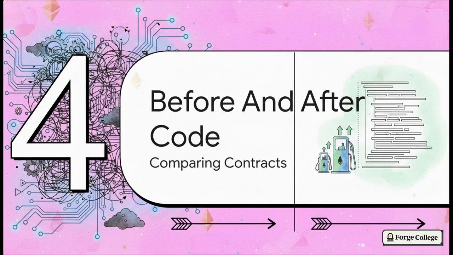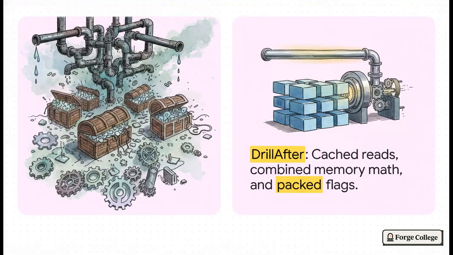Section 4, before and after code. It is time to put our unoptimized code under the microscope right next to its optimized counterpart so we can isolate two very specific patterns. Check this out. Our unoptimized drill before contract is, frankly, bloated. It reads the exact same storage slot multiple times, triggering repeated SLOADs. It executes multiple distinct SSTORE operations and stores flags completely separately, just wasting space.